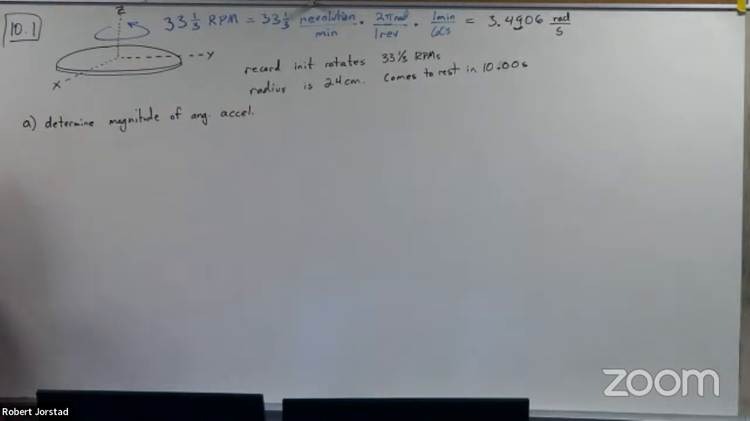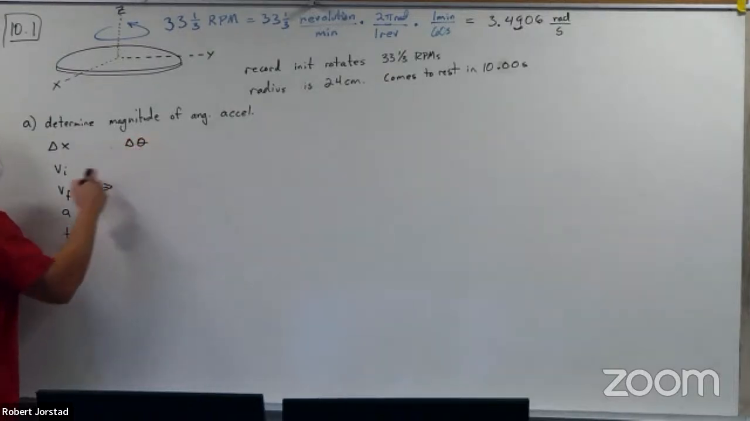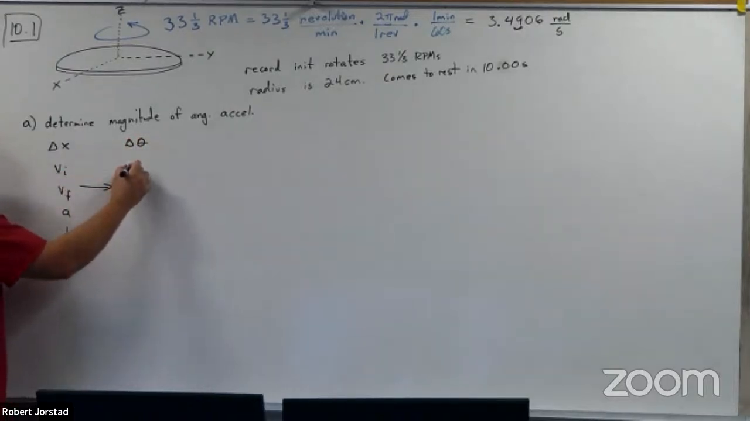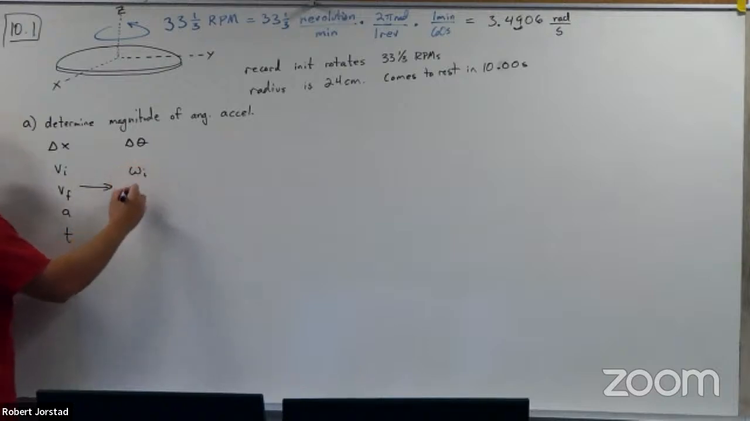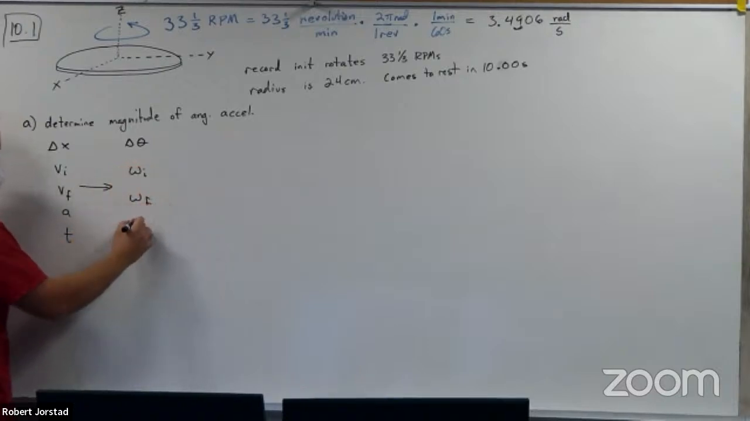Well, to get the magnitude of angular acceleration, how would you approach this? What did we always do in chapter 2? What are the things? We used to do delta x, v initial, v final, a, and t. This time we should write what? What's the equivalent of delta x? Delta theta, v becomes omega initial, and then omega final, a becomes alpha, t.